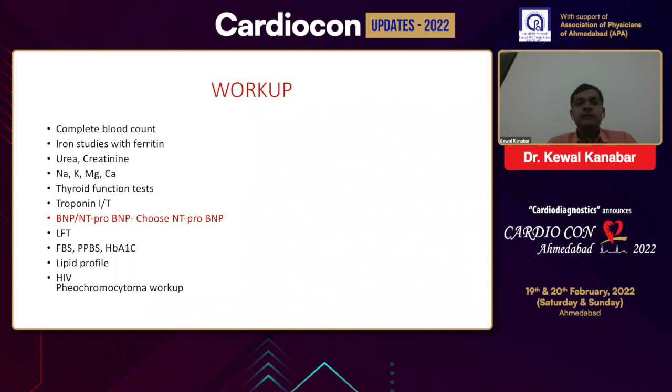Now the workup requires certain blood investigations to be done. I want to look at the complete blood count. Remember that a hemoglobin of more than 12 is acceptable. A hemoglobin of 10 to 12, if there is iron deficiency, needs to be supplemented with IV iron, like ferric carboxymaltose. So I want to look at the iron studies with ferritin. So I'll do a complete blood count with MCH, MCV, MCHC with iron studies and ferritin.